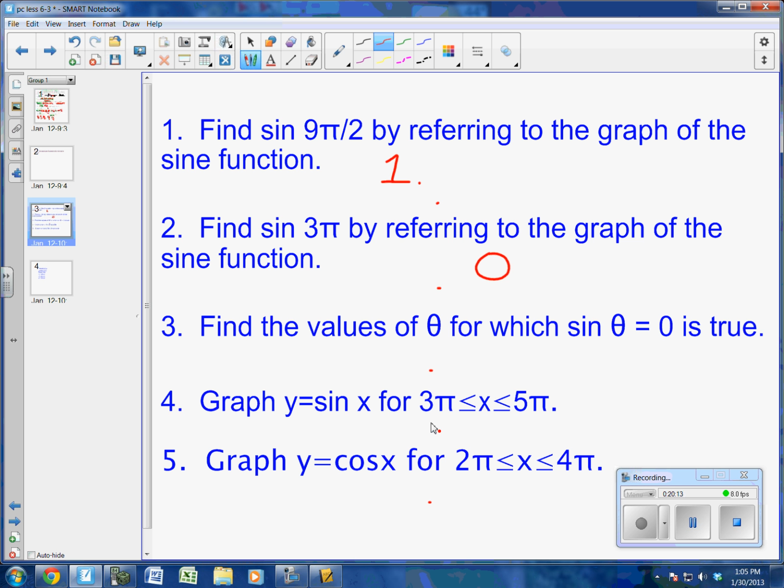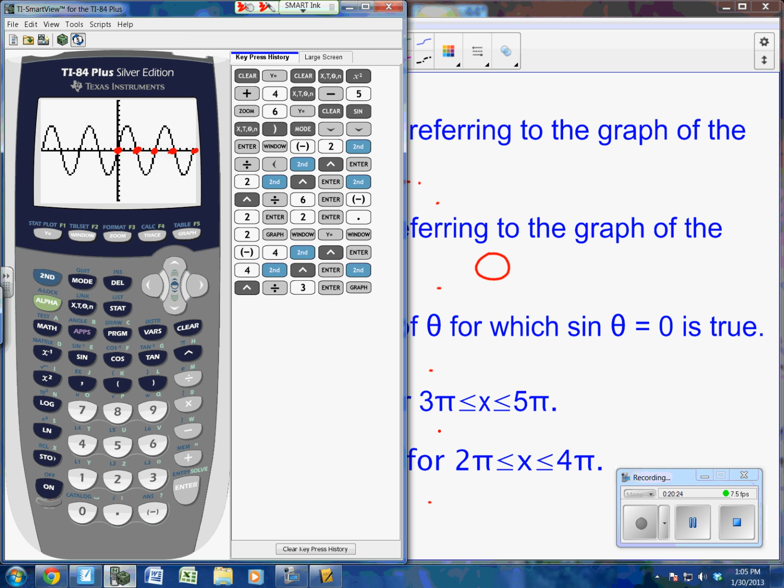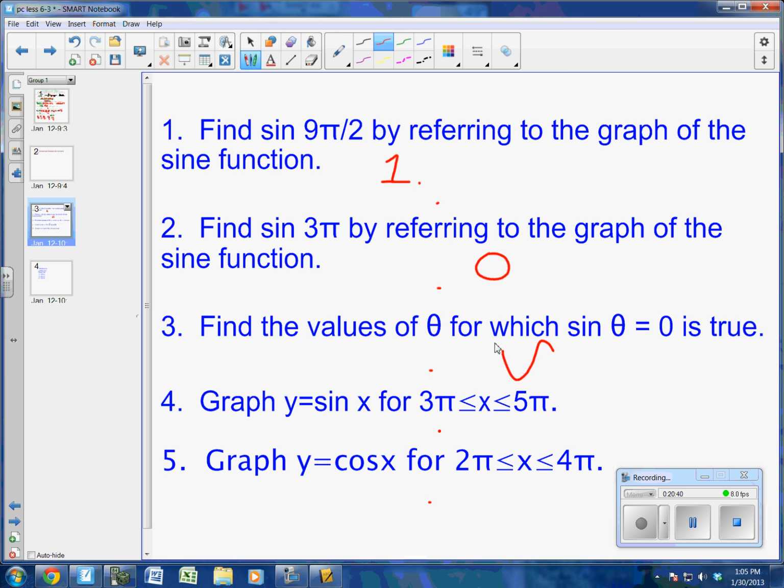Number 4. Graph y equals sine of x between 3 pi and 5 pi. What do you think it's going to look like between 3 pi and 5 pi? Well, we can go right here to 3 pi. So it's going to go down, cross at 4 pi, come back up, and end at 5 pi. So it's going to go like this. Any questions?